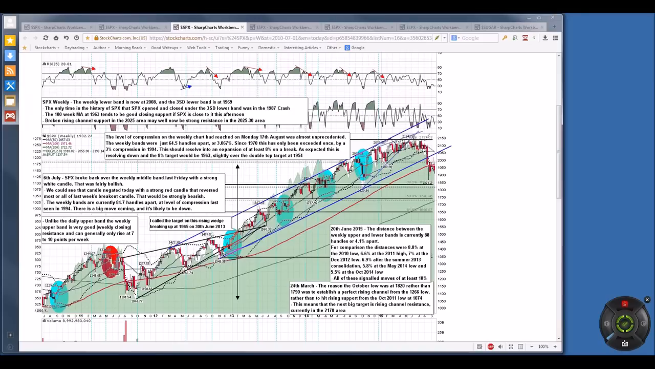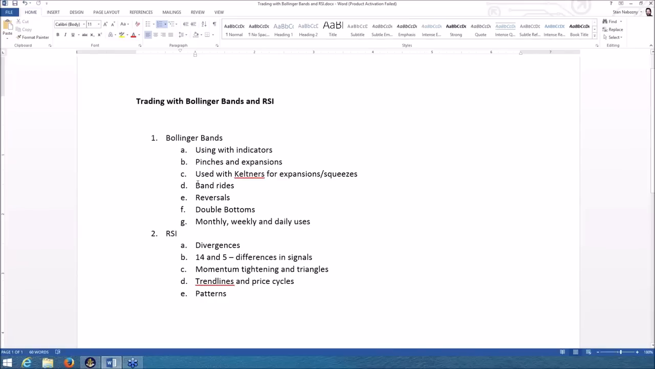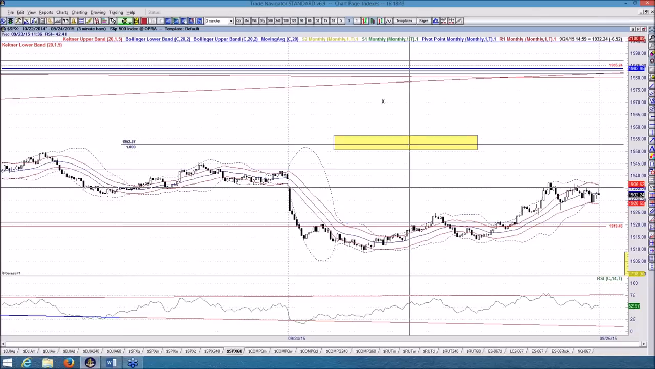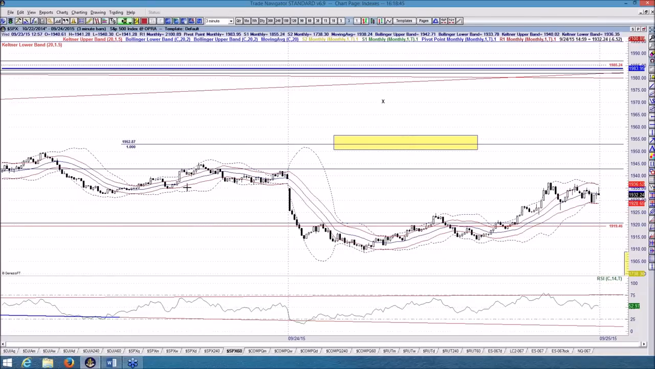Here's a trading tool that I use a lot. And by the way, this is on my other trading system, and I just got it set up. I'm talking now about using Keltners for expansions and squeezes with Bollinger Bands. Let me define this for you. First of all, do you see the red channel here? Those are Keltner channels, and the number of days in my Keltner calculation is 20. The factor I'm using is 1.5, which is basically a standard deviation factor.